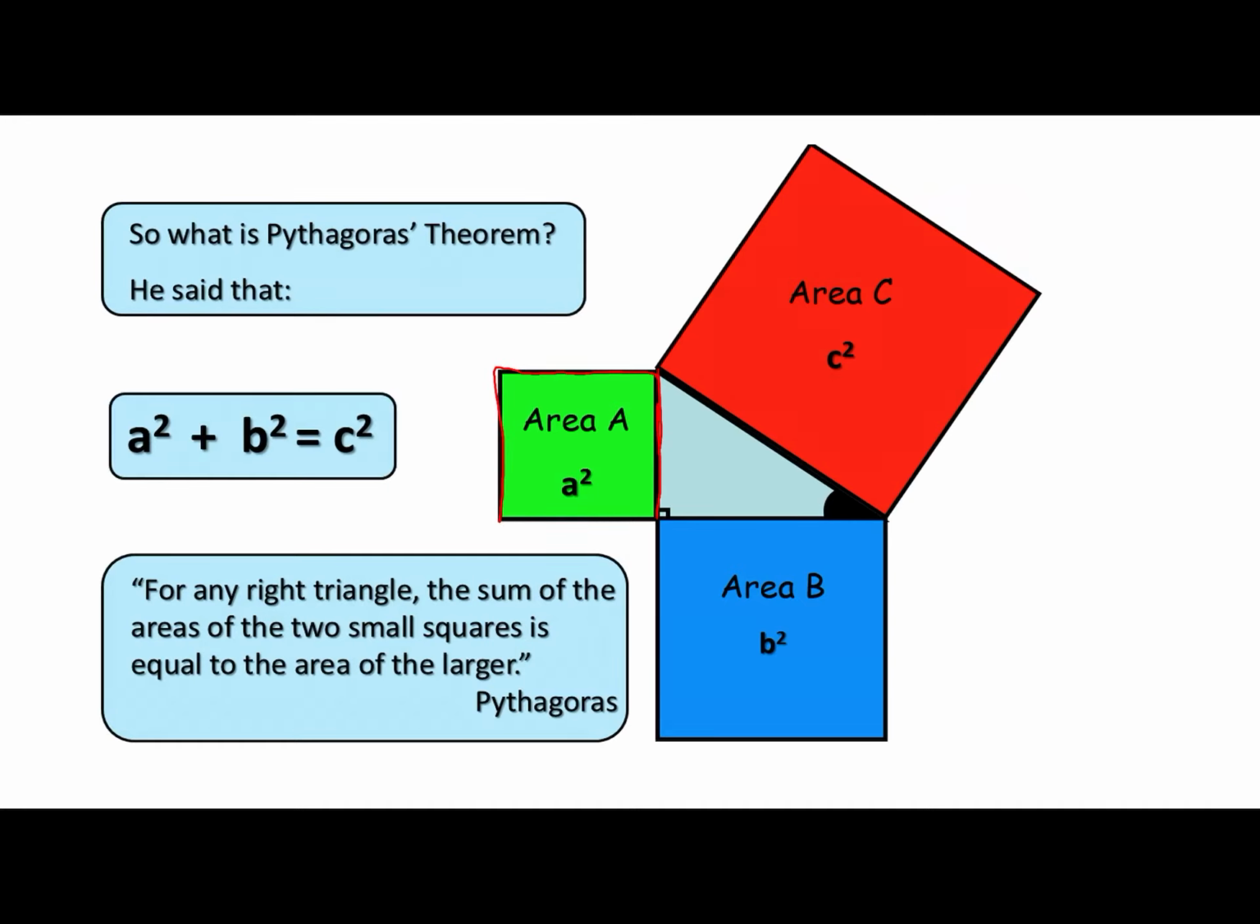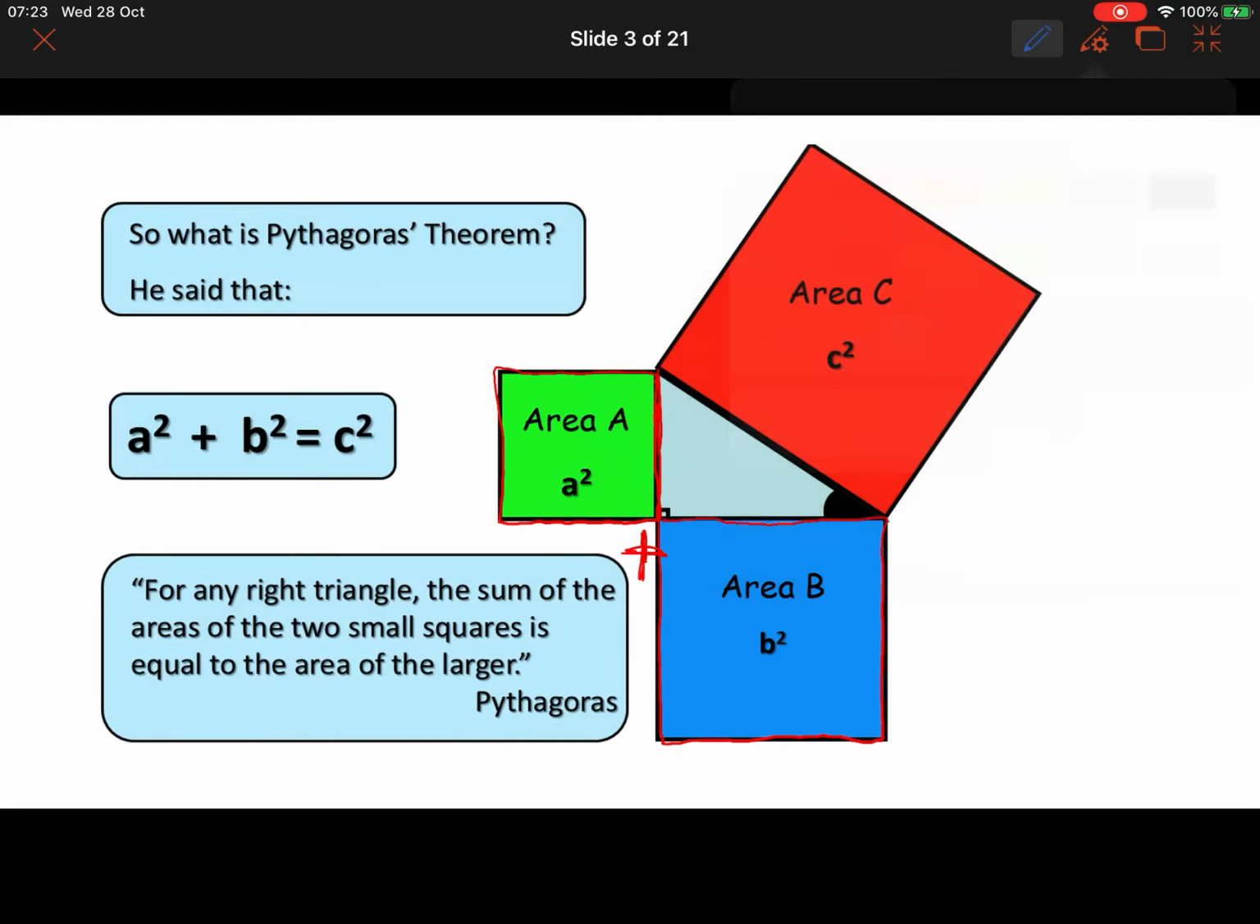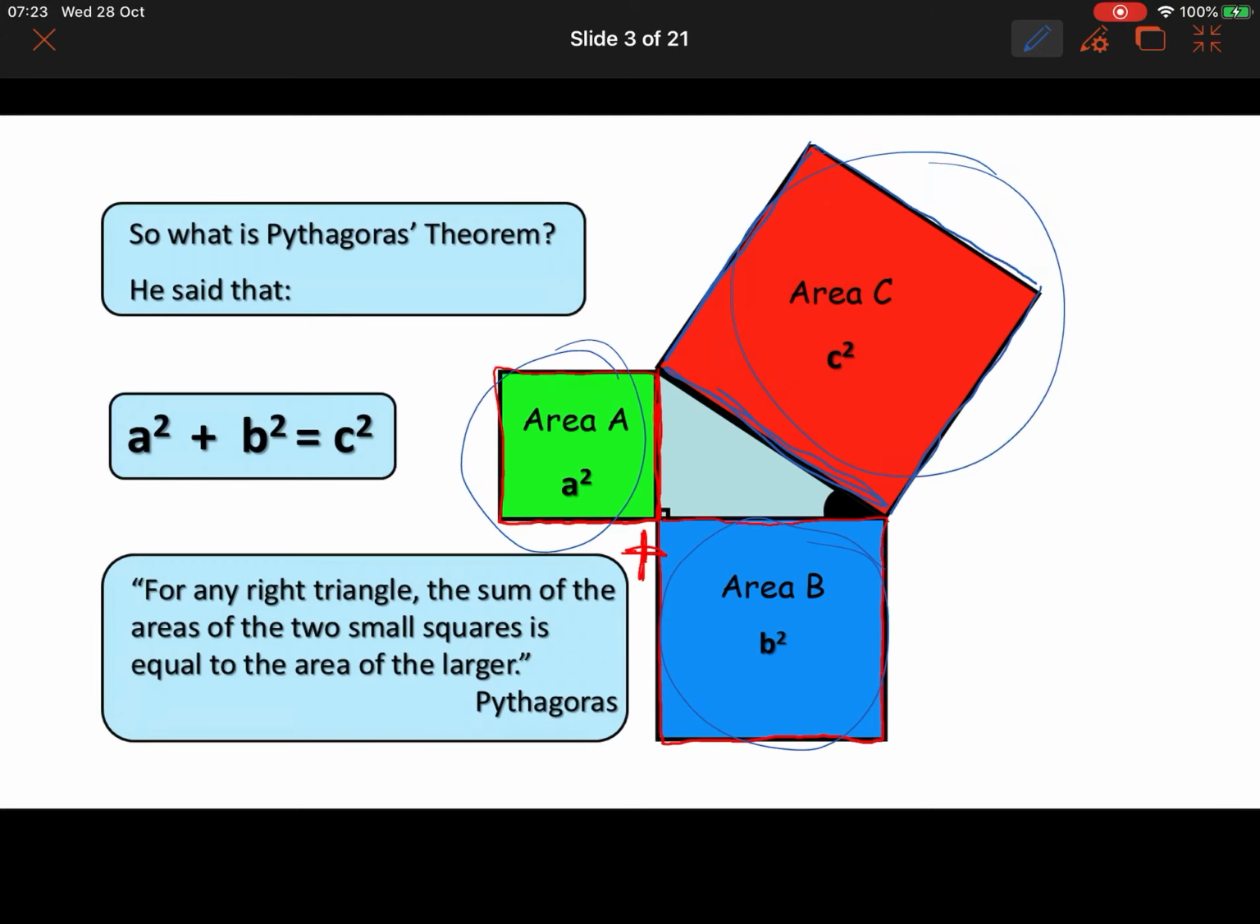If you make a square from one of the smaller sides and a square from the other smaller side of the right angle triangle, you can add up the areas of those squares, and that will be exactly the same as the area of the square of the larger side of the right angled triangle. Okay, so area A plus area B is going to be equal to area C, where C is always the longer length.